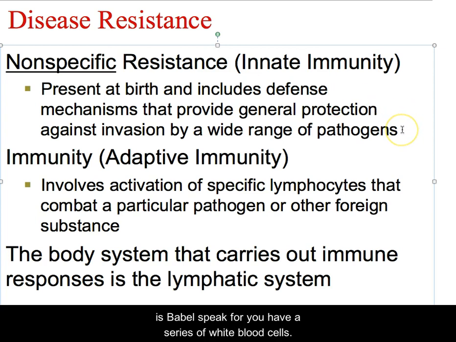That is babble speak for you have a series of white blood cells, natural killer cells, neutrophils, macrophages. Their job is to run around your body and go, are you friend, are you foe? And if you're a friend, we won't do anything to you. If you're a foe, we're going to kill you. Primarily, we're thinking about this in terms of, say, a bacterial response.